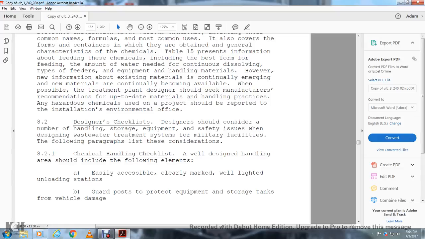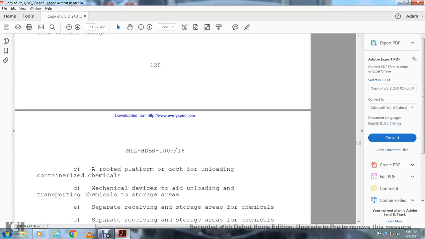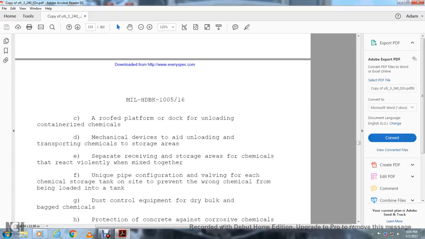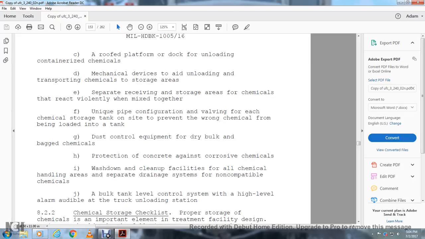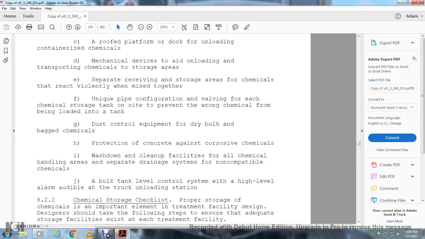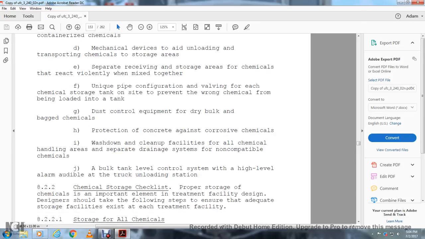Easily accessible, clearly marked, well-lighted unloading stations; guard posts to protect equipment and storage tanks from vehicle damage; a roofed platform for docking and unloading containerized chemicals; mechanical devices for air and acid unloading and for transporting chemicals to storage areas; separate receiving and storage areas for chemicals that react violently when mixed together; a unique pipe configuration and valve for each chemical stored on site, preventing the wrong chemical from being loaded into a tank; dust control equipment for dry bulk bag chemicals; protection for the concrete against erosive chemicals, waste, and washdown; chemical cleanup facilities for all chemical handling areas; separate excavation systems for non-compatible chemicals; and a bulk tank level control system with a high level alarm and audible truck unloading station alarm.